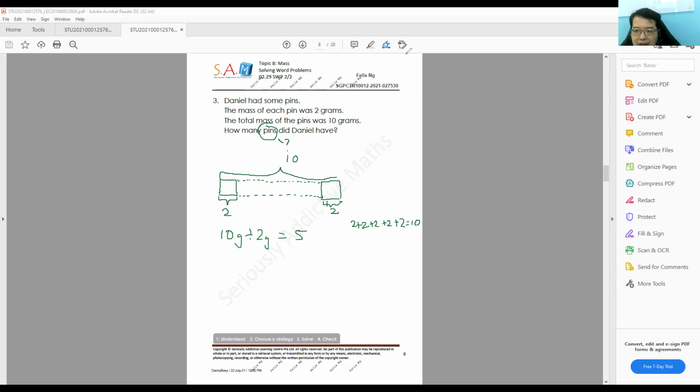Let's not forget the statement. Always write the statement. Daniel has 5 pins.